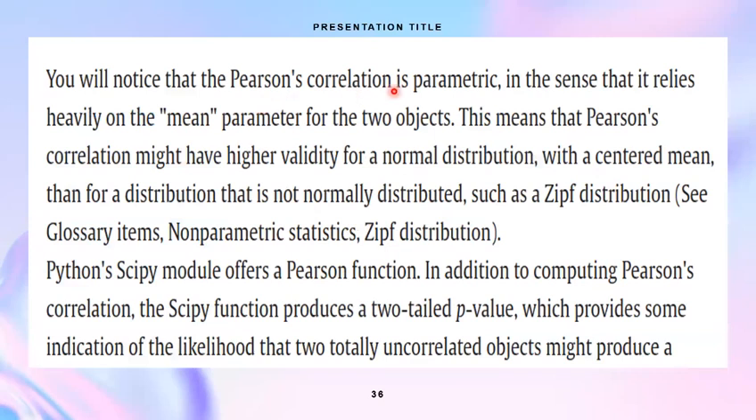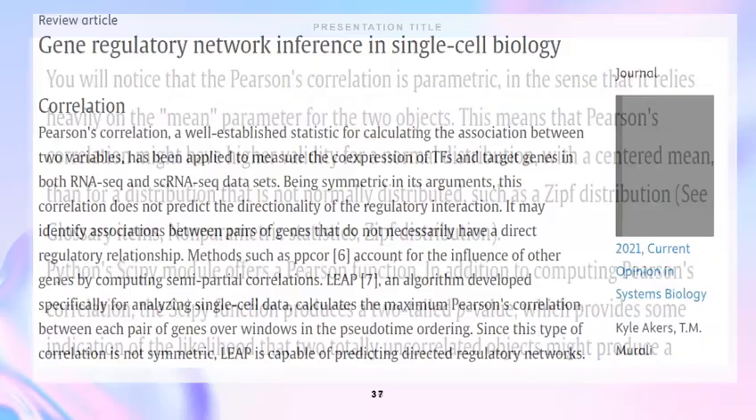You may notice that Pearson's correlation is parametric, in the sense that it relies heavily on the mean parameter for the two objects. This means that Pearson's correlation might have higher validity for a normal distribution with a centered mean than for a distribution that is not normally distributed, such as a Zipf distribution. The Python SciPy module offers a Pearson function. In addition to computing Pearson's correlation, the SciPy function produces a two-tailed p-value, which provides some indication of the likelihood of the two objects being uncorrelated.